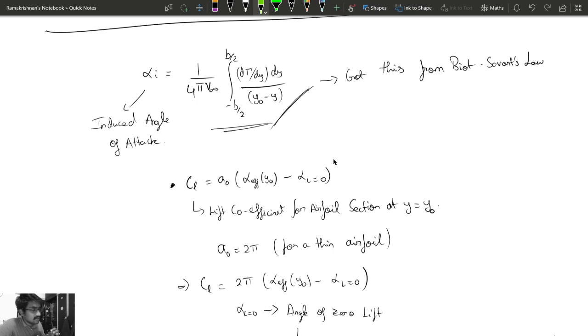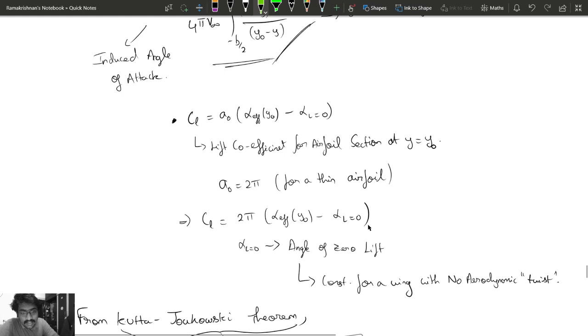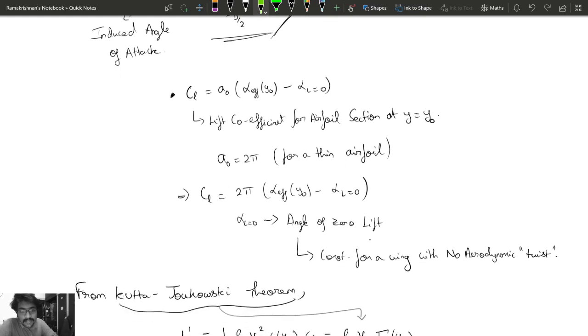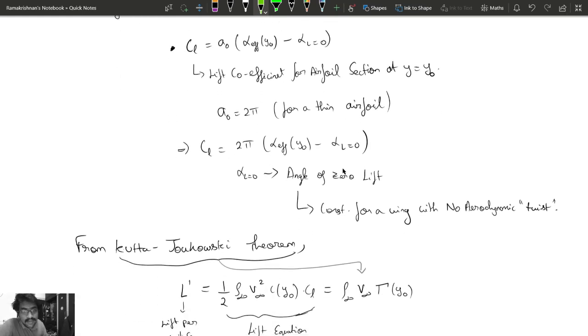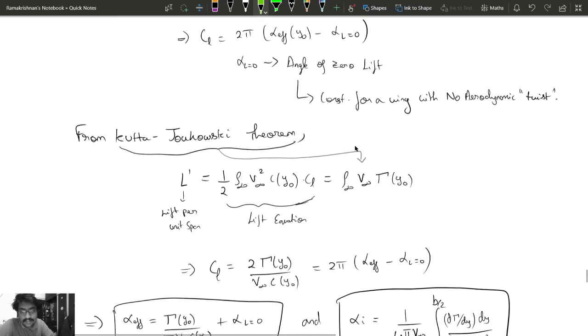That means when the airfoil is generating zero lift, what must be the angle of attack? Generally, for symmetric airfoils, it's zero. For cambered airfoils, it's different. It is negative. So for a thin airfoil, a naught turns out to be 2 pi. So we can write CL is 2 pi times alpha effective minus alpha lift 0 at zero lift condition.